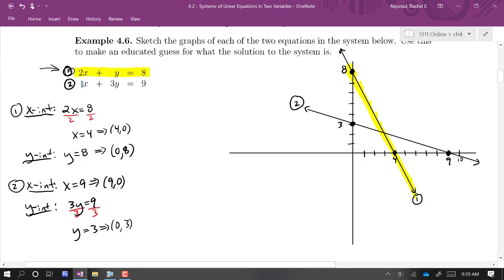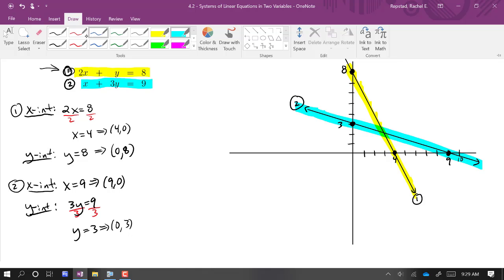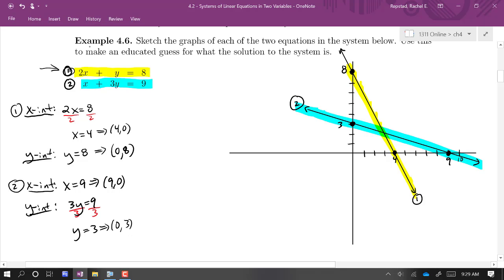Likewise, any point that satisfies that equation, x plus 3y equals 9, is going to lie somewhere on that line. And if I'm looking for a solution to the system of equations, I'm looking for the point that satisfies both equations at the same time. Well, visually we can see that point has to be right there where those lines cross.